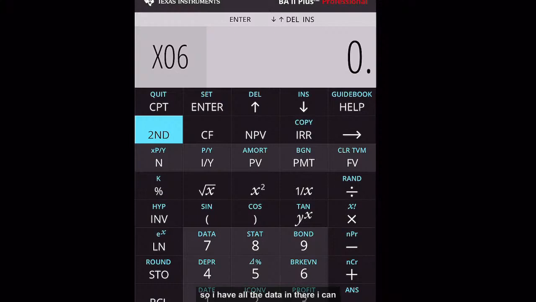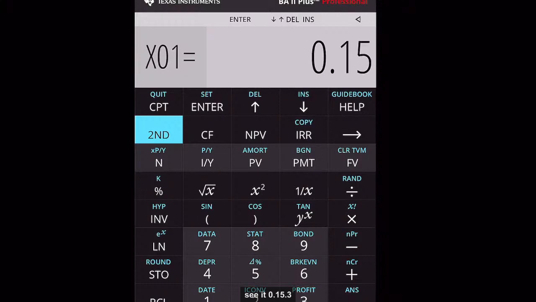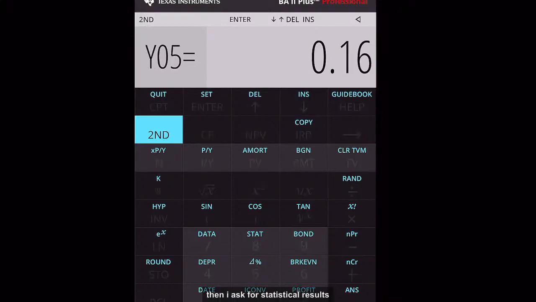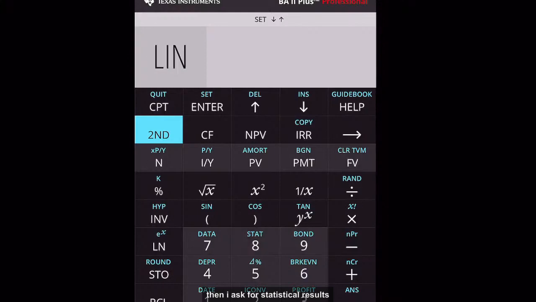So I have all the data in there. I can see it: 0.15, 0.3, 0.09, 0.18, 0.1, 0.20, 0.075, and 0.15. And finally, 8 and 16. Then I ask for statistical results.